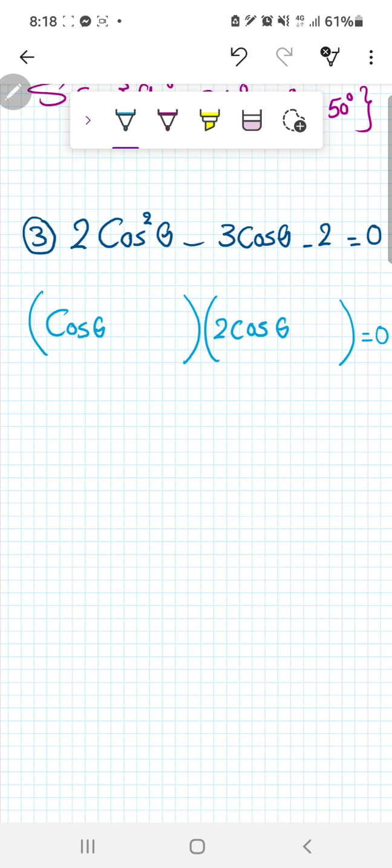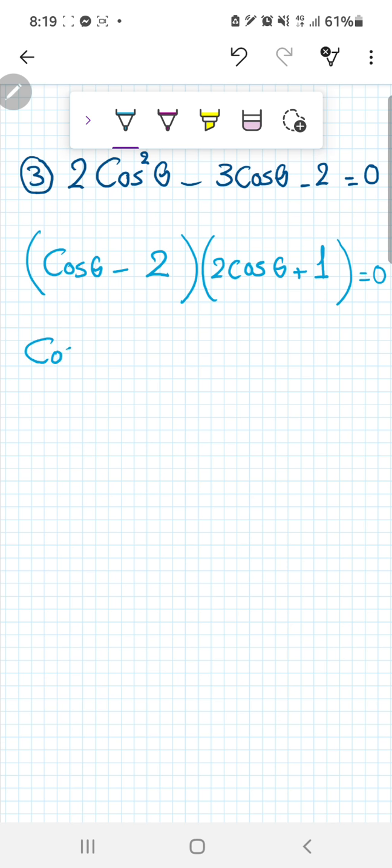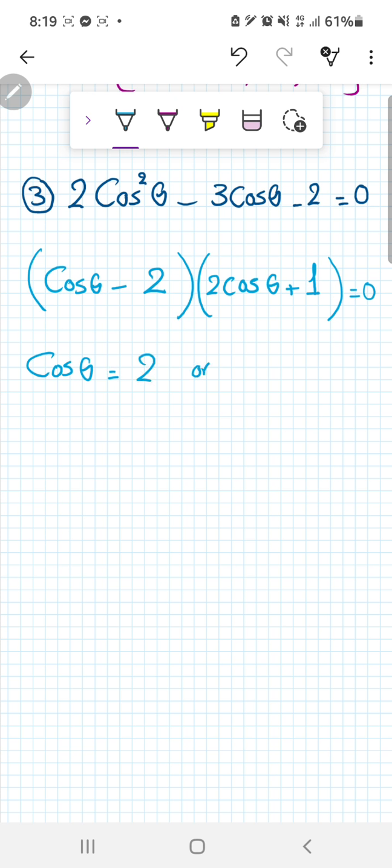Okay, we search for two numbers whose product is 2 and whose sum is negative 3. Their product is 2, so we don't write 2 here. We have a common factor, so we write 2 here, and write 1 here, negative and positive. Check: negative 4 cosine theta plus cosine theta, so we have negative 3 cosine theta. Or using your calculator, it gives two roots. The first root is 2 and the second root is negative half.